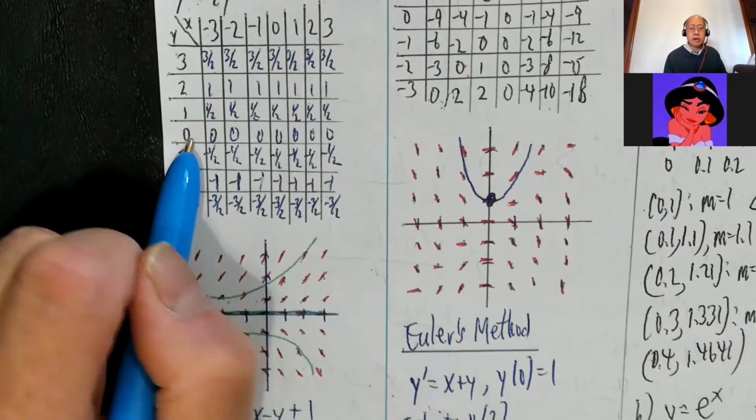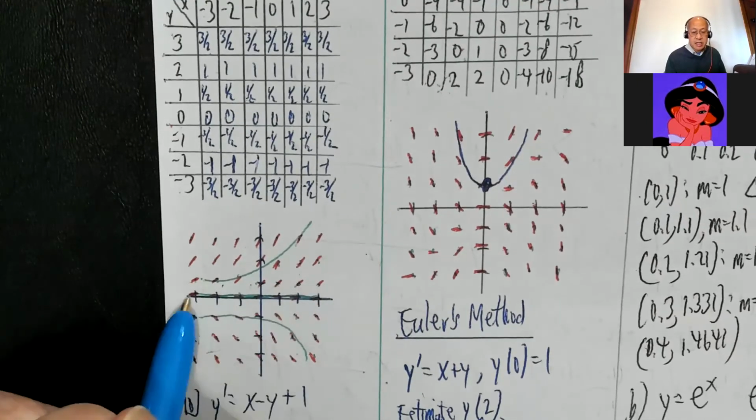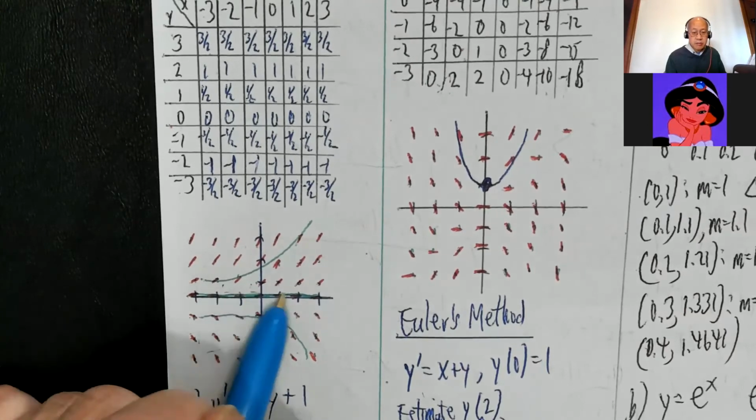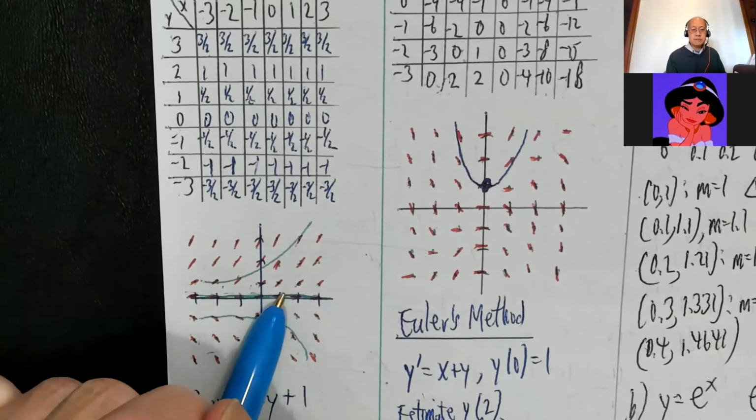Meaning whenever y is 0, the slope is 0. So I know you can't really see it because it's the same as the x-axis, but in red, there's a little horizontal stub right there. 0, 0, 0, 0, 0, 0, slope of 0.